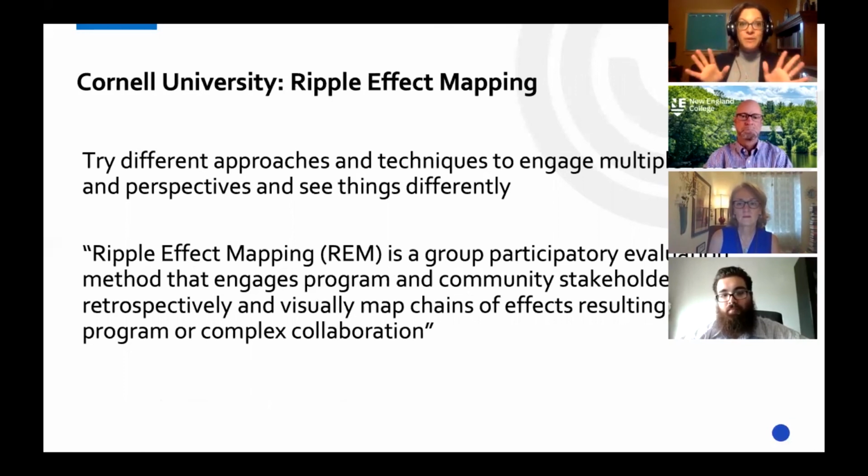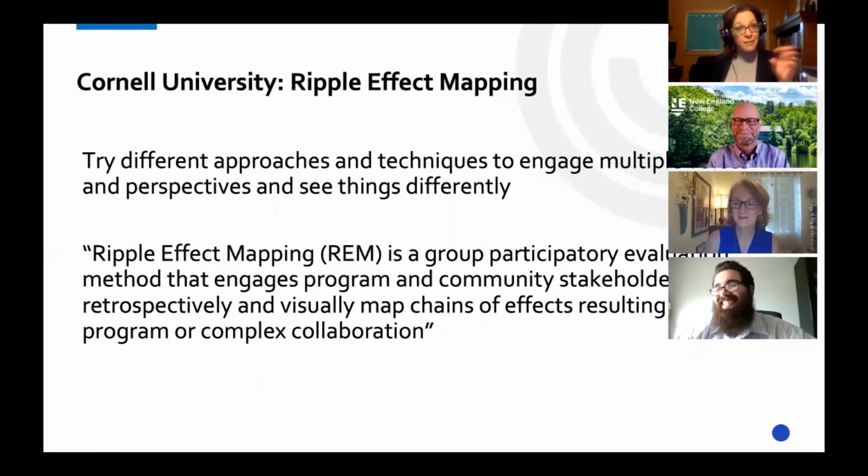So they used ripple effect mapping, but Cornell University is a private land grant. Interesting historical information. If you're a higher ed student, you should check out how that works at school. In New York, founded in 1865, and it's got about 24,000 students that attend.